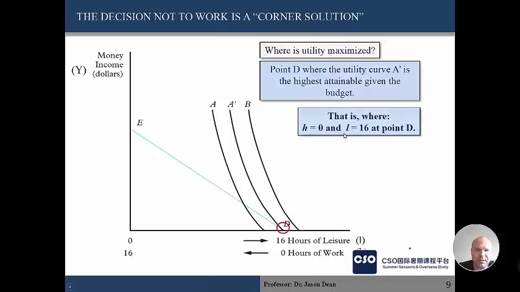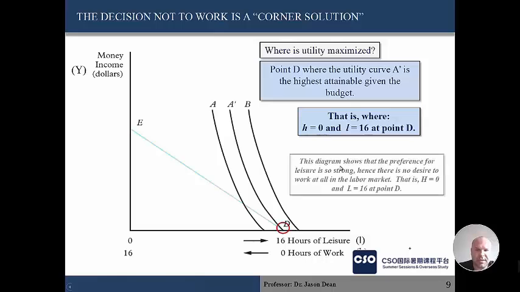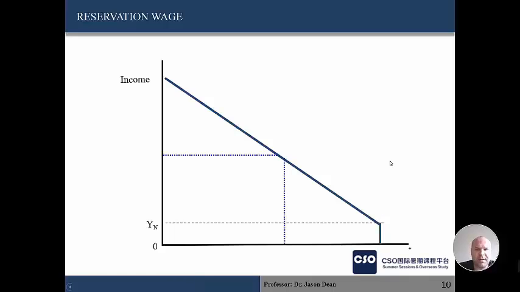Okay, and so leisure here is 16, hours worked is 0. So this diagram is illustrating preferences for someone where their preference for leisure is so strong there's no desire to work at all in the labor market.